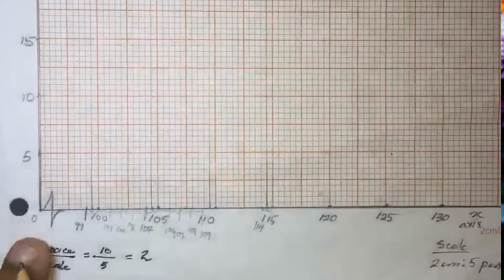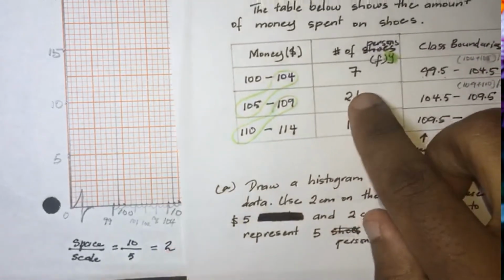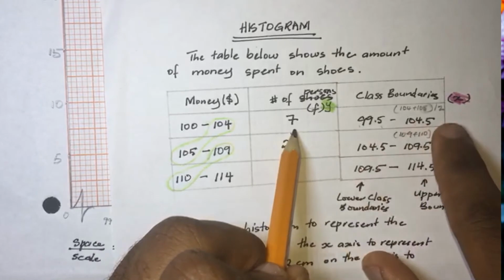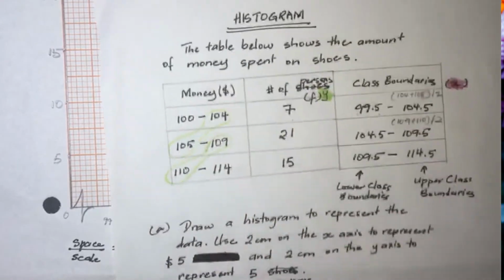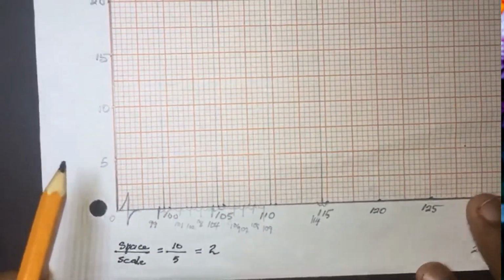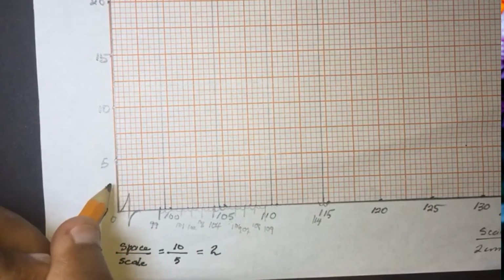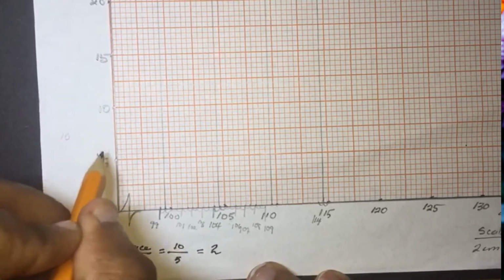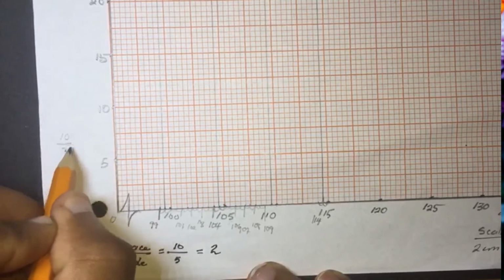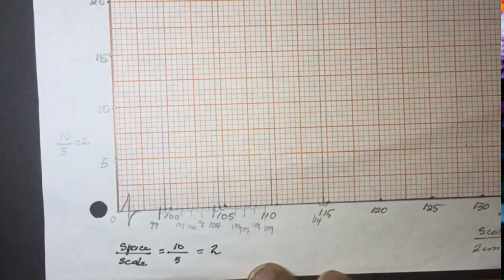There you go. Now remember, when we're dealing with histogram, we use the boundaries as well as the frequency. So with the first class boundary, 99.5 to 104.5, the frequency is 7. So I need to look on my y-axis now to find 7. Remember now, because of the space divided by scale, the space here is 10, and the scale is 5. So when I divide it out, I get 2.